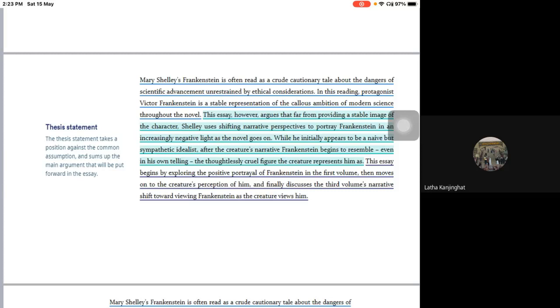Okay, do you understand that? How the thesis statement comes out very clearly, what the essay is going to be talking about. Okay.